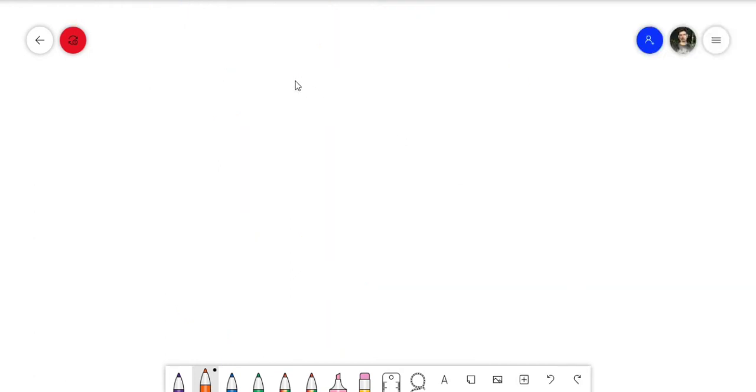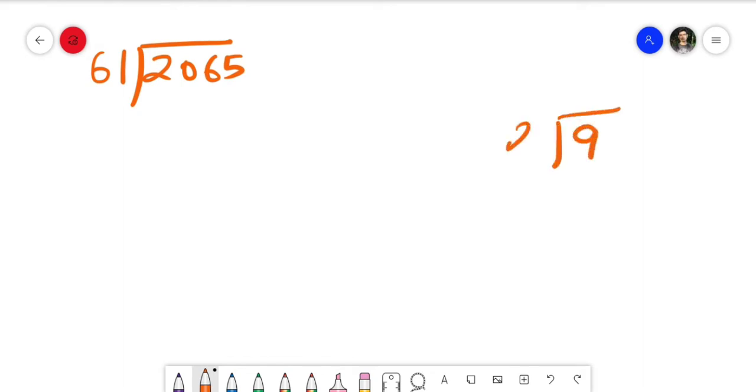Okay, let me take a bigger number. Let's take 2065, and then 61. But before I take this one, let me try some other forms. Let me take 9 and divide it by 2. I have to think like you don't know anything so that I can teach you properly.